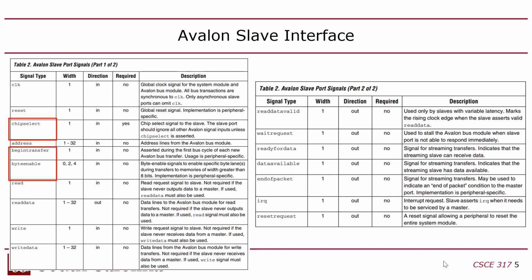So basically, the bus module is going to see a request from a master port. It's going to use the address to figure out which slave it's targeting, and then it's going to use the chip select on that slave to indicate that that's the slave that it wants to talk to. And then there's a begin transfer and byte enable. Byte enable, actually, that's also on the master. I don't know why I have that highlighted. Begin transfer is the first bus cycle of each new Avalon bus transfer. This one is optional. I don't think you need to have streaming enabled for this, but I've never turned that on, so you don't have to worry about it.